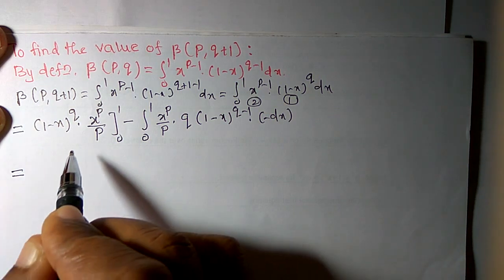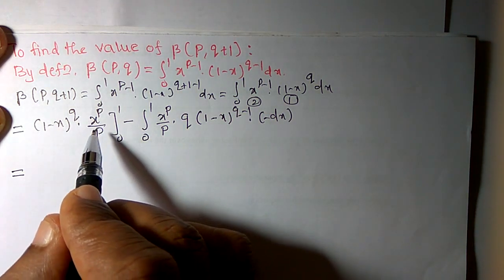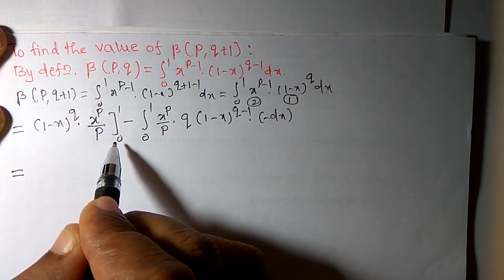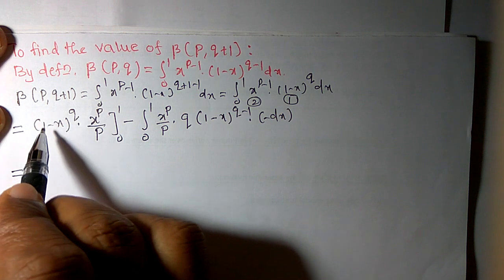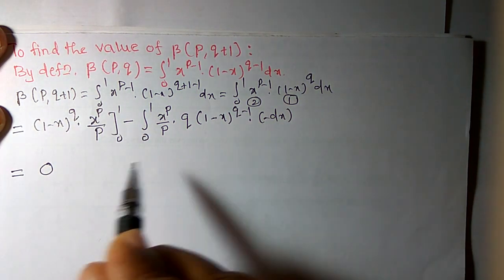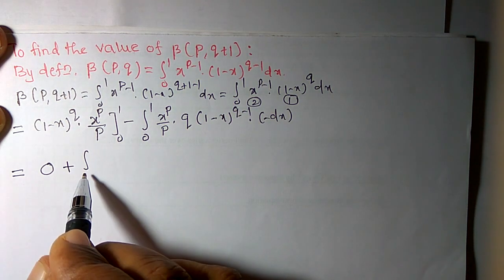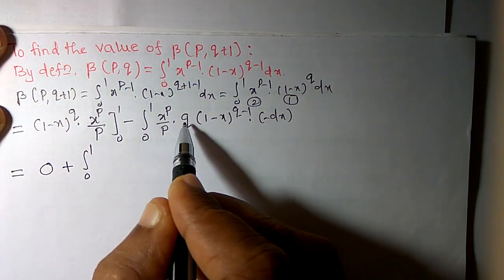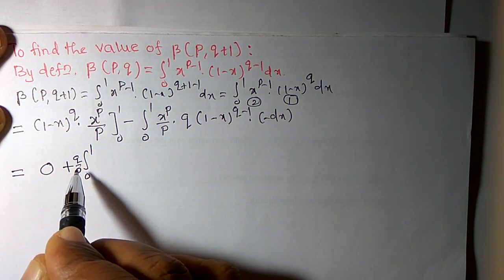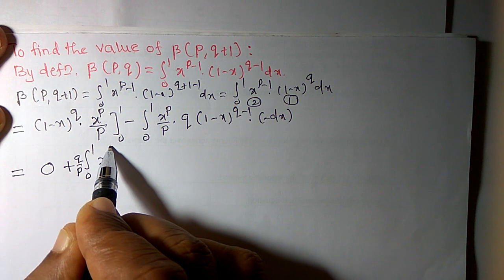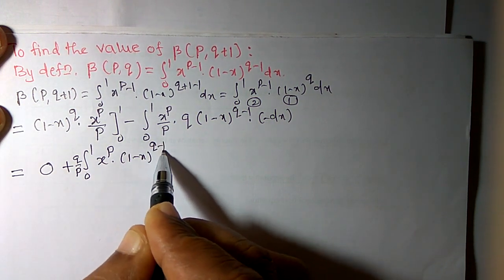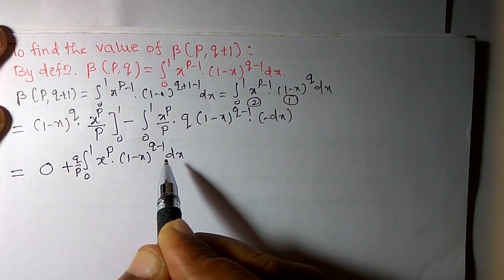Okay, this is equal to, now I want to substitute the limits. When I replace the upper limit, it becomes 0, 1 minus 1, 0. When I replace the lower limit, in that case also, it becomes 0, right? So 0 minus into minus, it becomes plus. Integration of 0 to 1, q is constant, p is constant, therefore I am going to write q by p outside. Remaining thing is x raised to p into 1 minus x raised to q minus 1 dx, right?